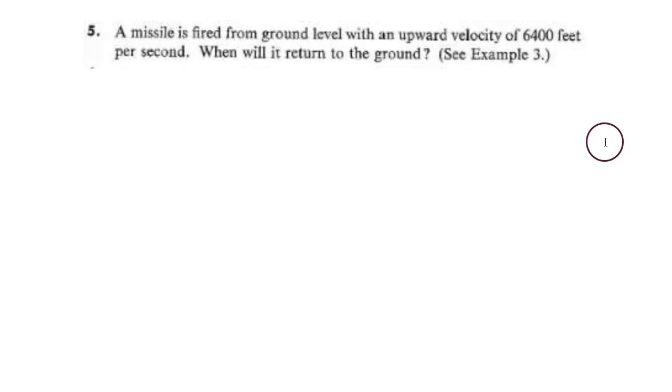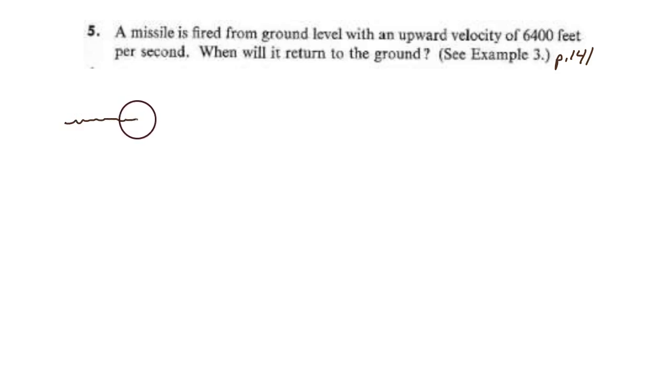Number 5. A missile is fired from ground level with an upward velocity of 6,400 feet per second. When will it return to the ground? The word when is asking us, in how much time will it return to the ground? And it gives us the suggestion of looking at example 3 in the book. That example is on page 141. The reason that we need the example is to find the physics formula that involves the velocity of an object that is shot upwards and then returns to the ground due to gravity.